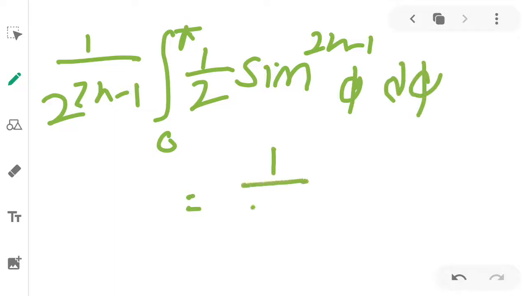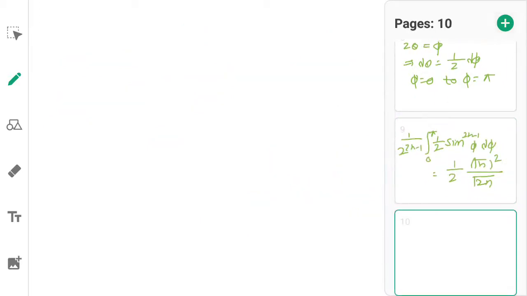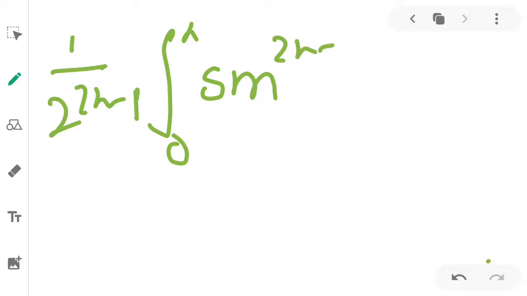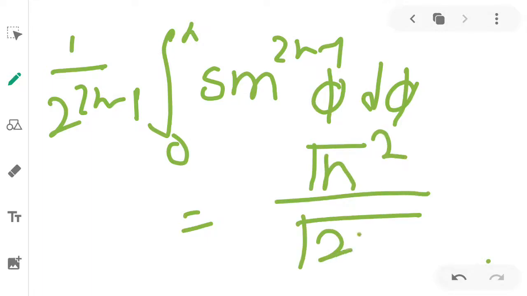This is equal to 1 upon 2 gamma n square upon gamma of 2n. We can cancel 1 by 2 from both sides. So in the next step, what we get? We get 1 upon 2 to the power 2n minus 1 integral 0 to pi sine to the power 2n minus 1 phi d phi, and this is equal to gamma n whole square upon gamma of 2n. Okay. Now we will again use our different integral properties.